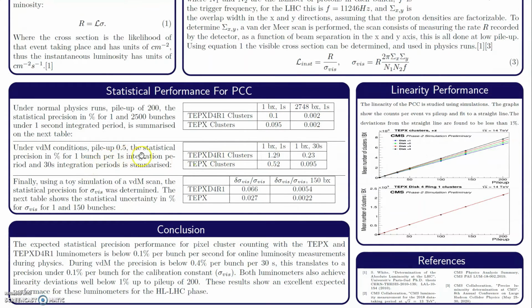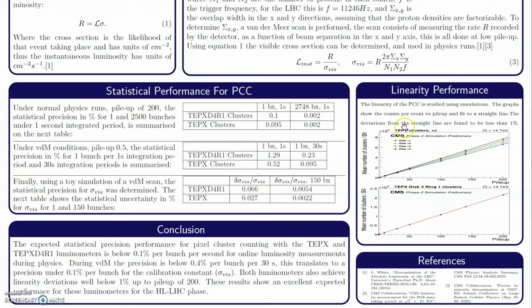For Van der Meer conditions, these are done at a pileup of about 0.5, and we have the statistical precision for one bunch and 1 second iteration period, and one bunch and 30-second iteration period. Using the one bunch and 30-second iteration period, we can calculate the statistical precision for sigma visible, which is presented right here, for one bunch and 150 bunches, and we can see that even for one bunch we have statistical performance well below 0.5%, which is really good.